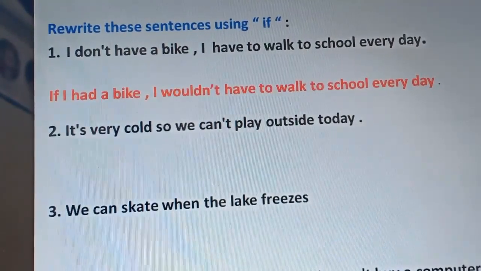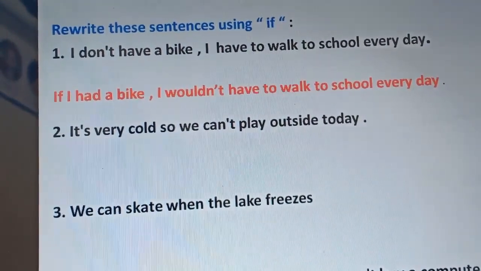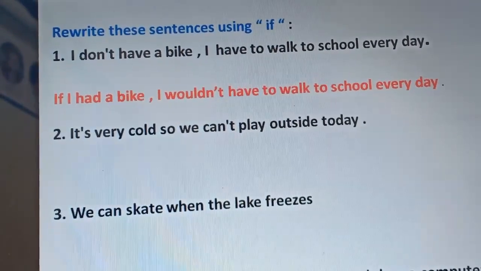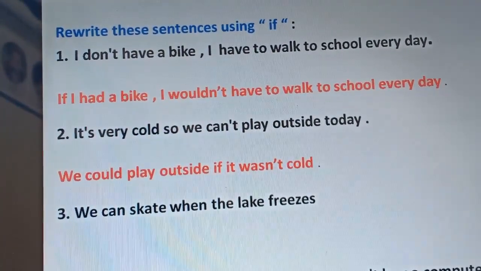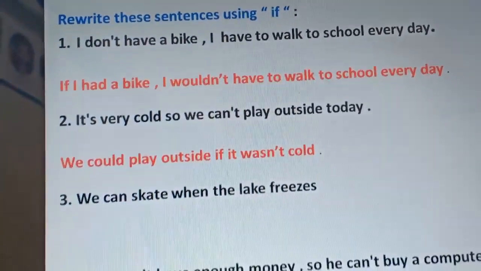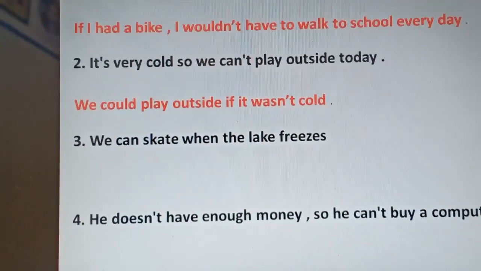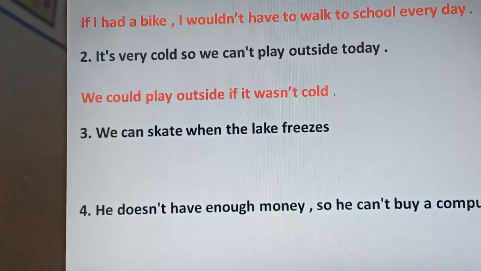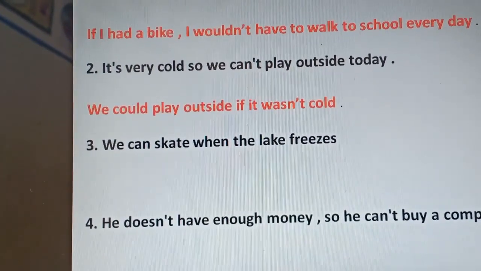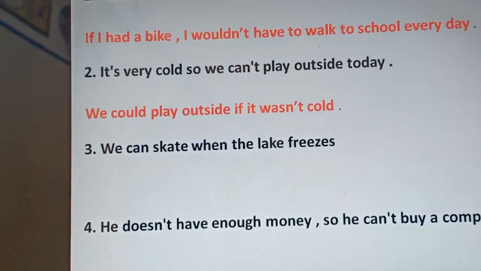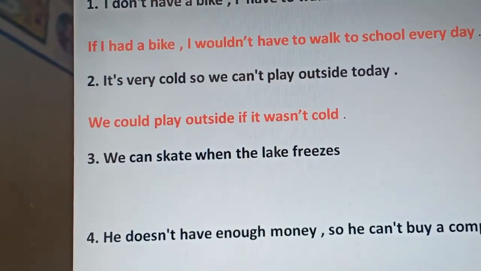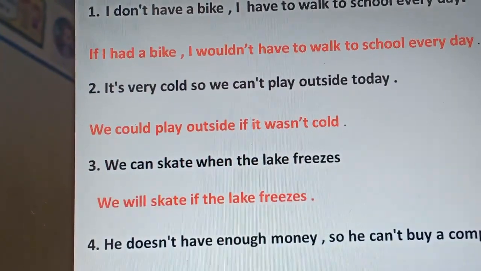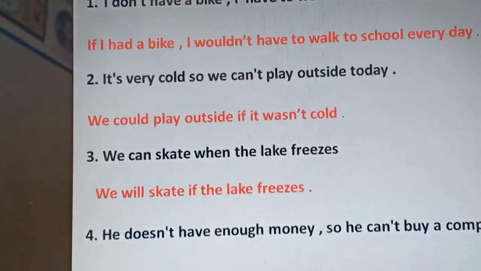Number 2, it's very cold, so we can't play outside today. The answer will be, we could play outside if it wasn't cold. Number 3, we can skate when the lake freezes. Here, there is something that is possible to happen, so it will be if type 1. We will skate if the lake freezes.